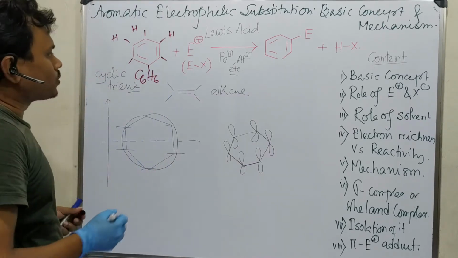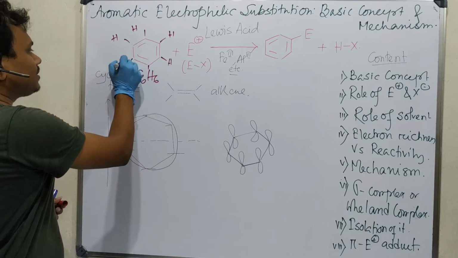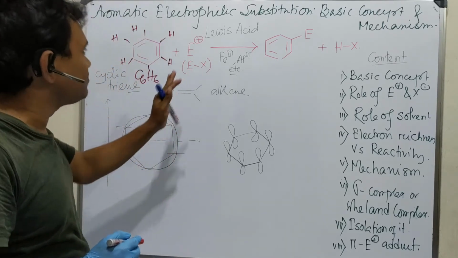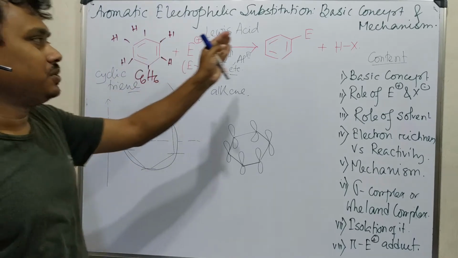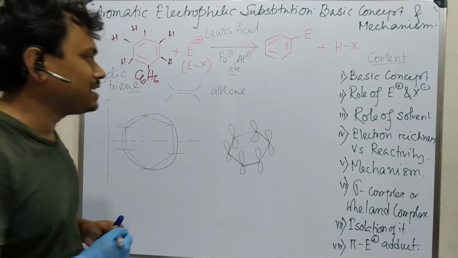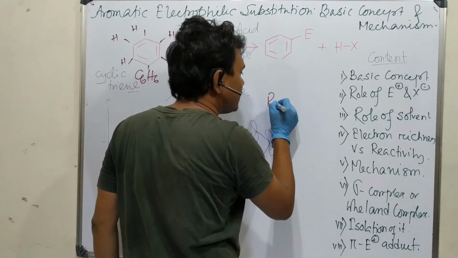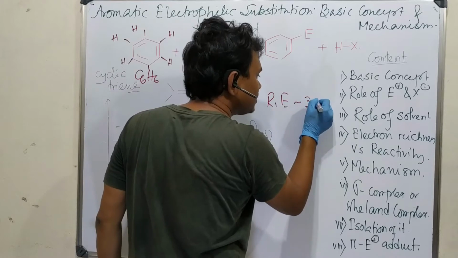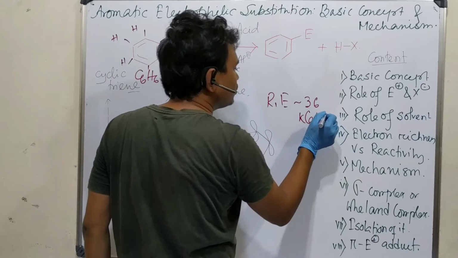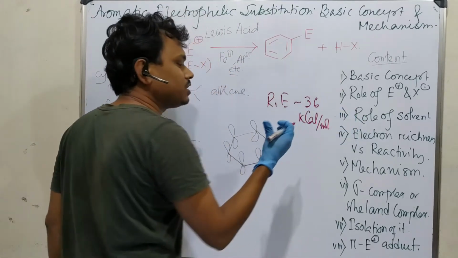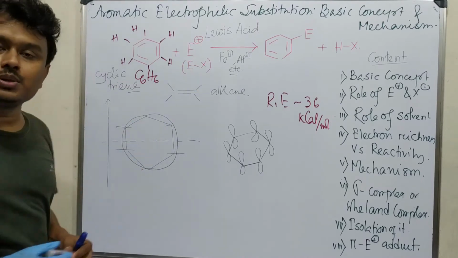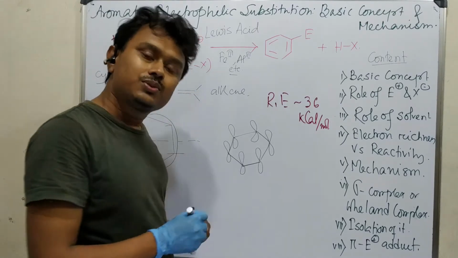Fine. So what happens is that they undergo aromatic electrophilic substitution. Why? I explained in the previous video, just a brief: addition reduces entropy, and second, addition loses aromatic stabilization, meaning the resonance energy of benzene, which is around 36 kilocalorie per mole. So this is not a good process. Instead, if it undergoes substitution, aromaticity is not lost. So that is the thing.